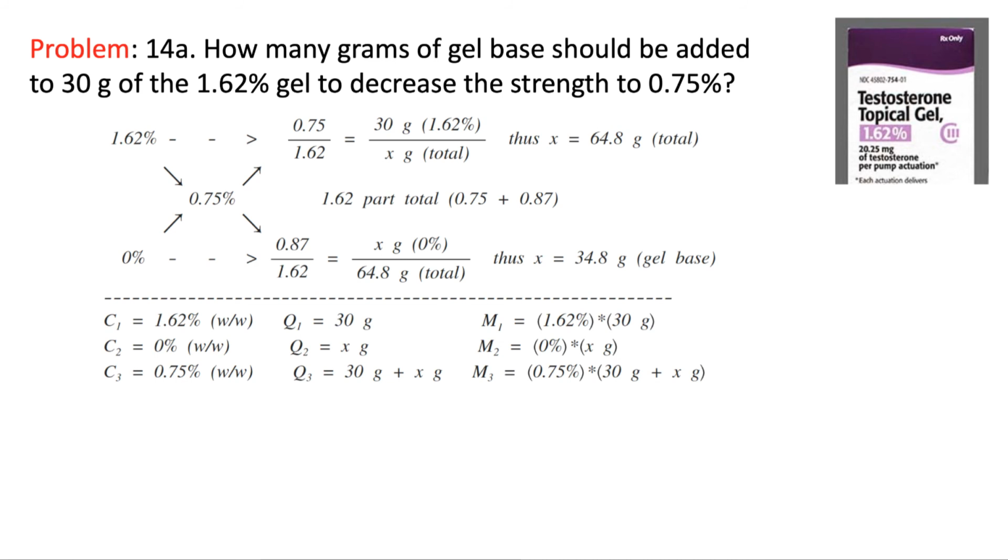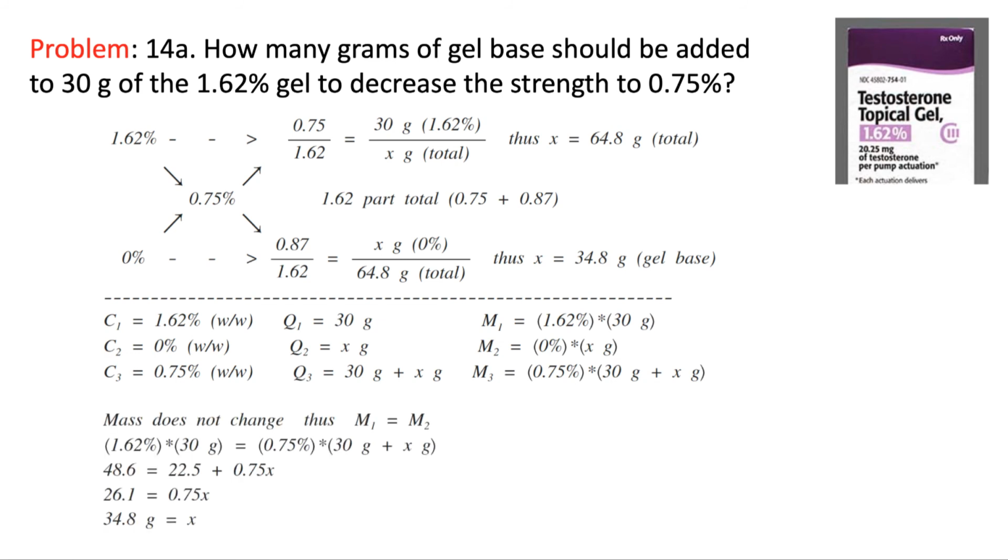All right. So since this is a dilution, mass will not change, because if you look at the C2 times Q2, 0% times X grams is going to be 0. So there will be no change in mass when I add that to my mass 1. So I essentially can say that my mass 1 will equal my mass 3. Okay, so if I set that, I can say my 1.62% times the 30 grams will equal my final mass, which is the 0.75% times the quantity of 30 grams plus X grams.